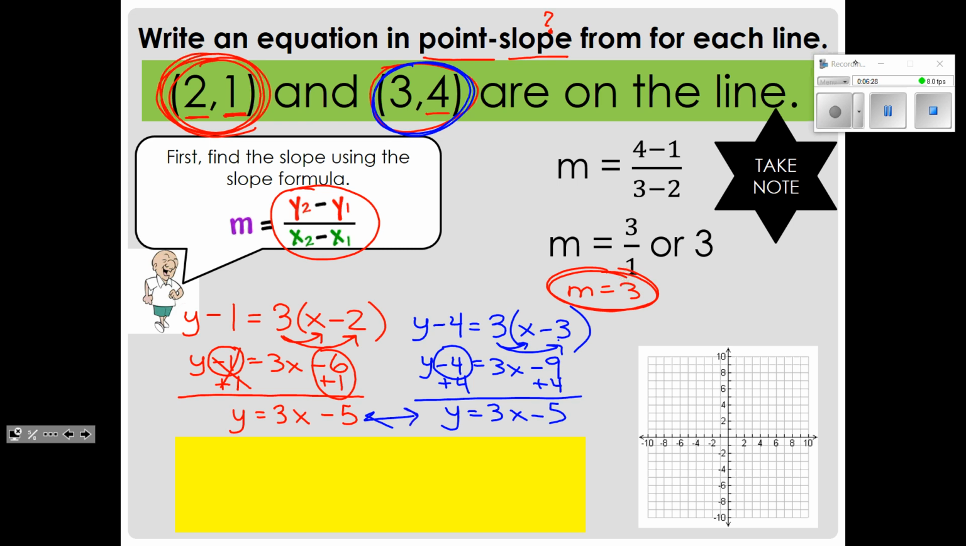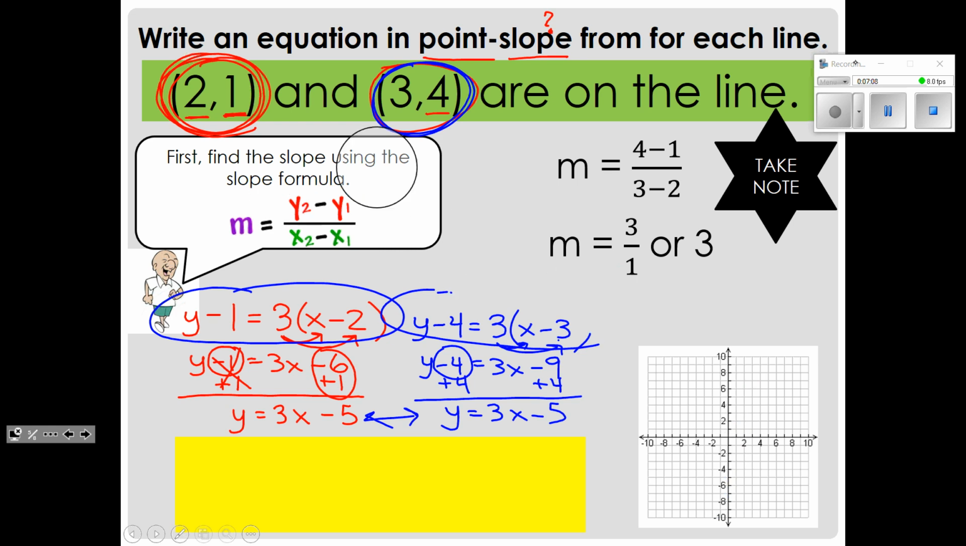So both this equation and this equation in point slope form represent the same line, the same equation. If you were to graph that, y-intercept of negative 5, and do a slope of 3 over 1, and you've got the line. And look at the two ordered pairs. 2, 1 would be a part of that line, and 3, 4 would also be a part of that same line. I didn't draw that very well, but that's okay.